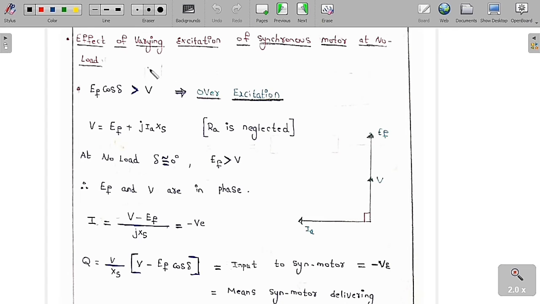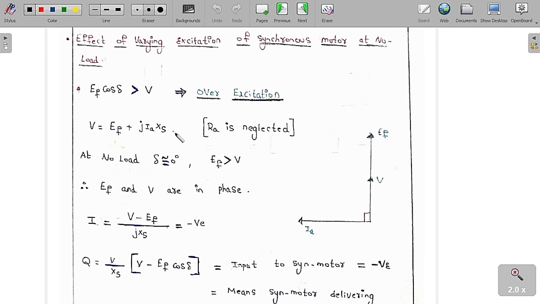Now we will discuss another important concept, called the effect of varying the excitation of a synchronous motor at no load. So now we will see the motor case at no load condition in a detailed manner. As I have already told you, over excitation means whenever EF cos delta is greater than V. It means the field current is very, very high, then only we get this condition, which is EF into cos delta greater than V.